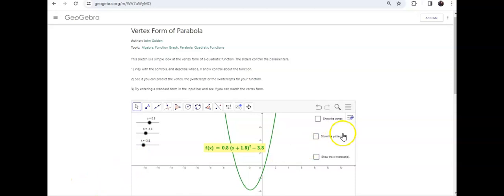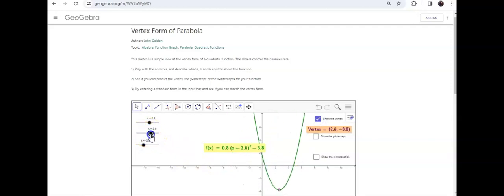Now, let's display the vertex. The location of the vertex changes when we change the h or k sliders, so the coordinates change. Changing h moves the parabola left and right. Changing k moves the parabola up and down.